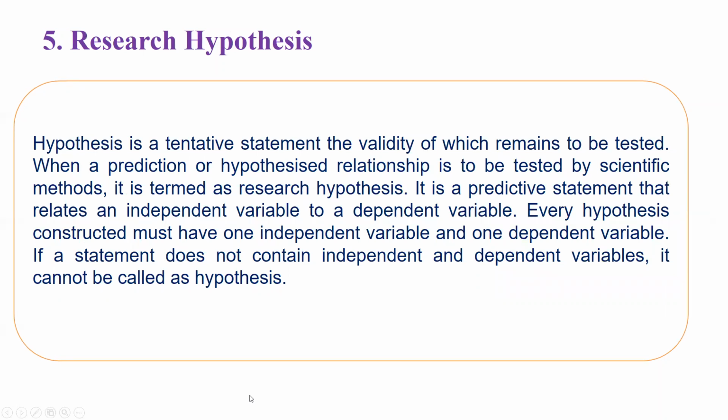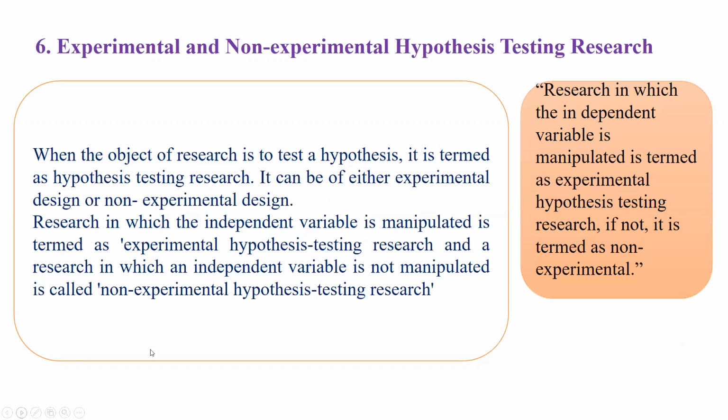Then research hypothesis. It is a tentative statement, the validity of which remains to be tested. When the prediction or hypothesized relationship is to be tested by scientific methods, it is termed a research hypothesis. It is a predictive statement that relates an independent variable to a dependent variable. Every hypothesis constructed must have one independent variable and one dependent variable. If a statement does not contain independent and dependent variables, it cannot be called a hypothesis. These are concepts I already explained, so I don't want to go into them again.